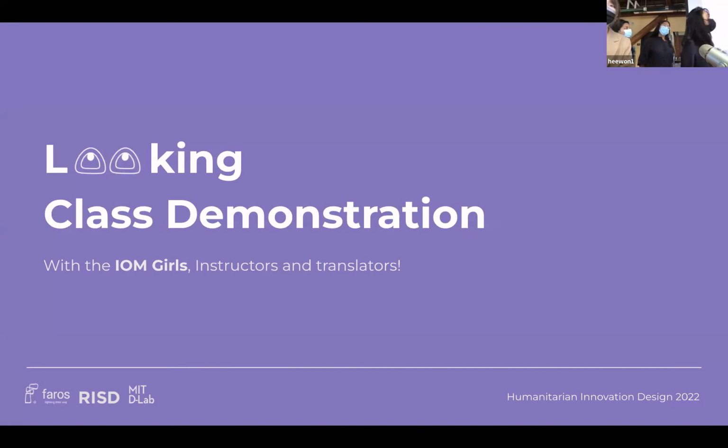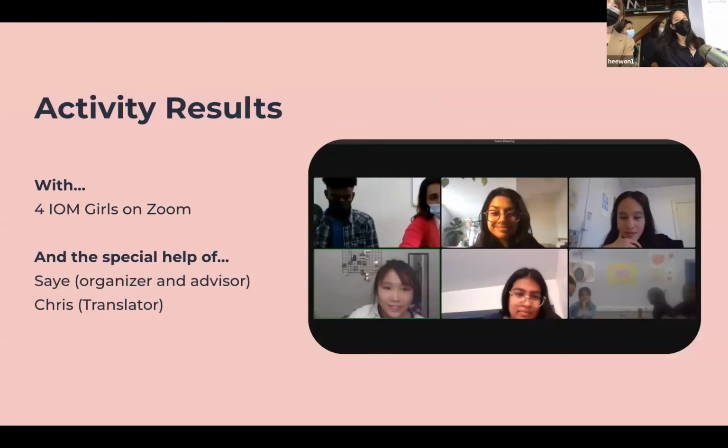So that concluded our explanation for how the activity works. After creating the activity, we were very fortunate to have the opportunity to teach this class on Zoom with the ILM girls. The picture you see here is taken from our 7:30 a.m. class with 4 ILM girls. This class is only made possible with the amazing help of Saya, our class organizer and advisor, and Chris, who helped us with translating our class instructions into Somali, which is the primary language the ILM girls speak. Overall, the class atmosphere is very playful with a lot of moving around and looking around.